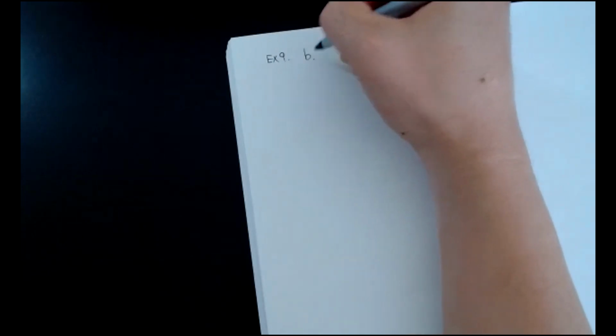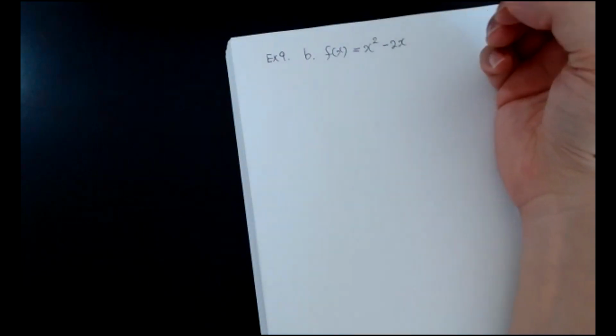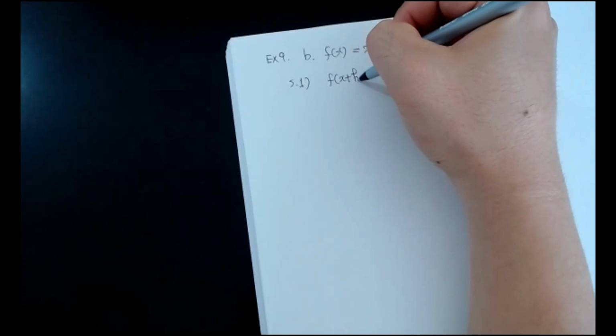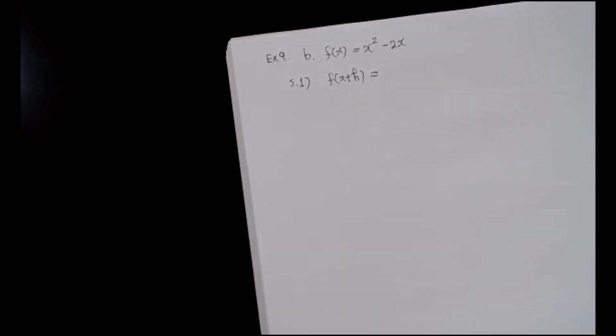All right, example 9. B. Okay. So f of x is equal to x squared minus 2x. We need to find f of x, step 1. We need to find f of x plus h. If you're confused about what h is, with too many letters and symbols, you may just say that h is nothing but some small number, maybe 0.1, 0.2.